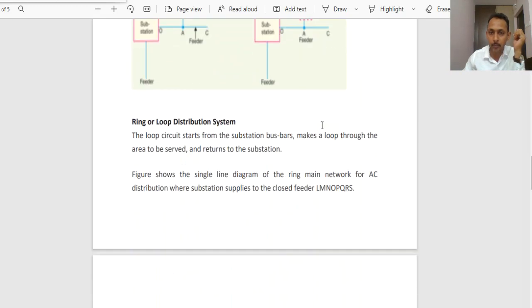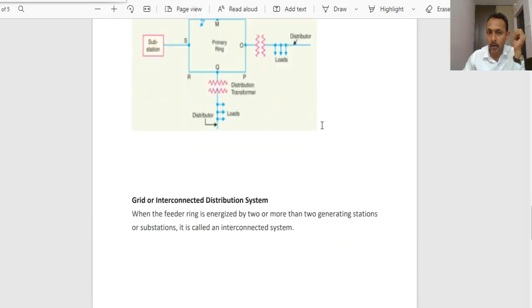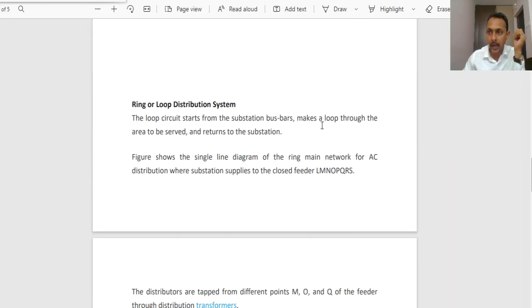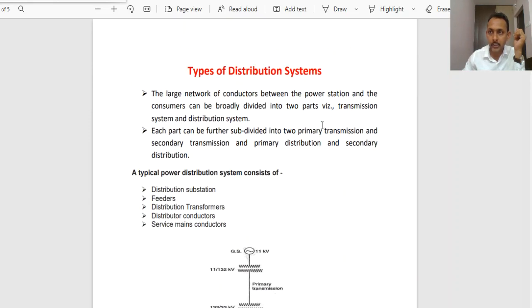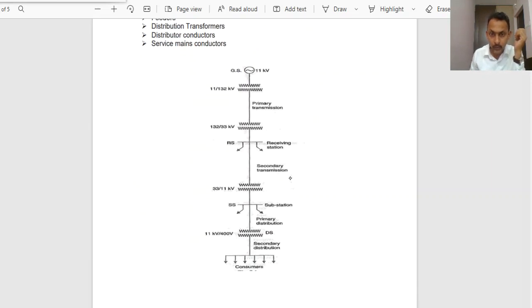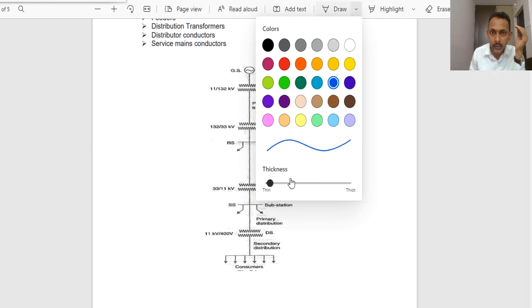In this video we will also discuss what advantages and disadvantages we have in each and every category. Dear students, before watching this video, we have already completed the generation part and transmission part, right? And now with respect to the distribution, if you observe this diagram, the secondary transmission system is going to get terminated just before the substation.